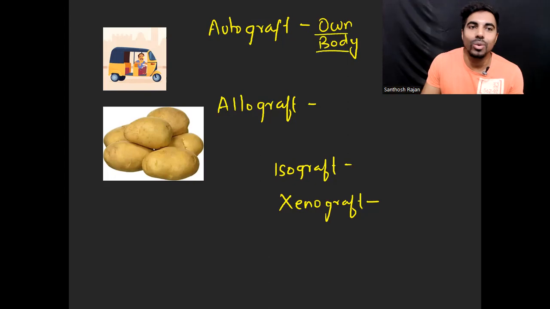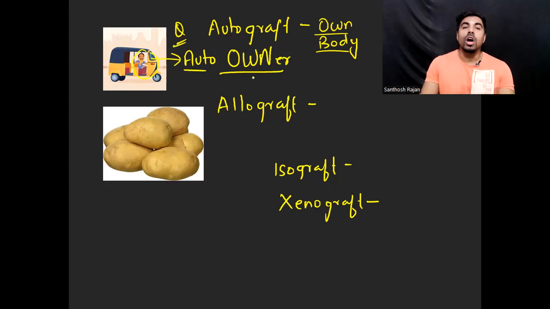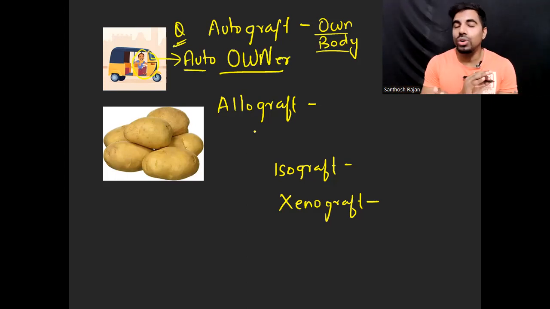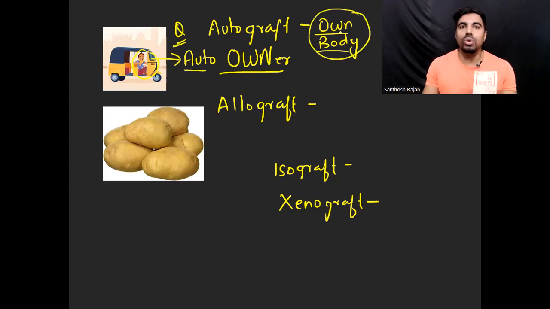Why did I put this? Auto means owner. The word owner, so this is easy and you'll not forget. In the exam you will get confused and stressed, and I don't want you to stress with so many crazy things. Auto, owner, means own body. Grafting from your own body is called autograft.